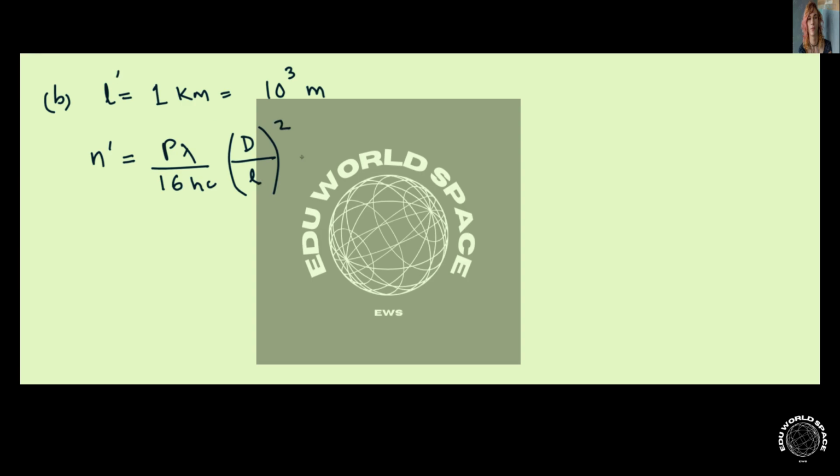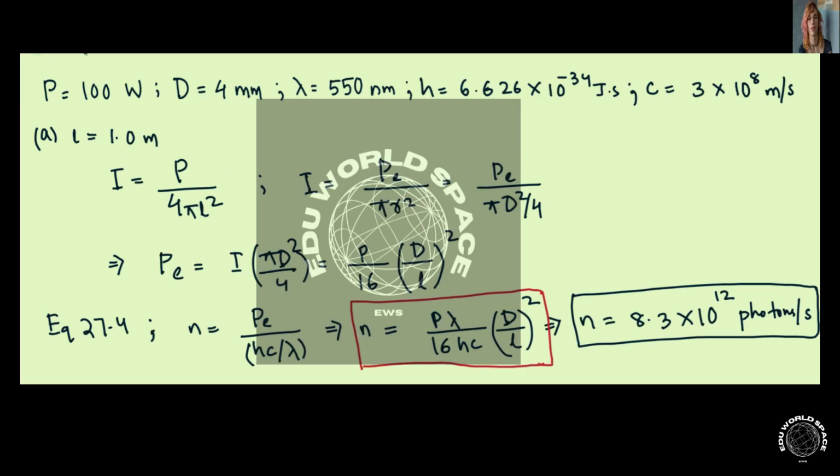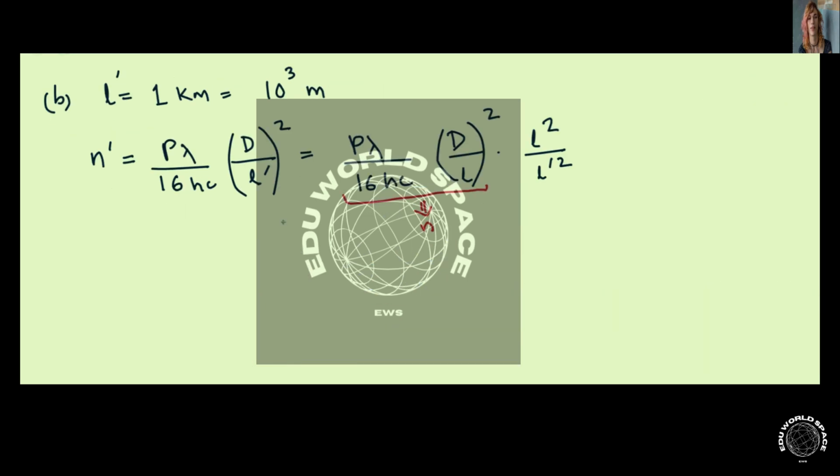And let's call this L to be L dash. Now we can write this equation as P lambda over 16 hc, d over L square, times L square over L dash square. Now you can see that this part over here is actually n that we found over here. So we can simply use this value, and this will make our calculations much easier.